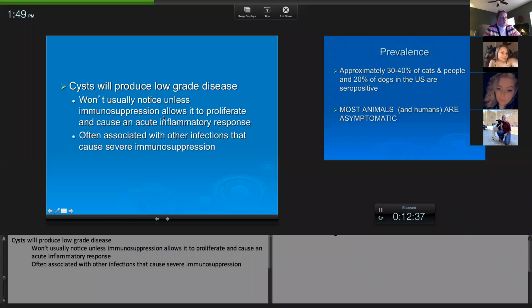you don't allow the body's own immunity to fight it off. So if there's another infection going on, if the dog has an immunosuppressive disease, or if they're on immunosuppressive drugs, that animal has a higher chance of having more clinical disease.